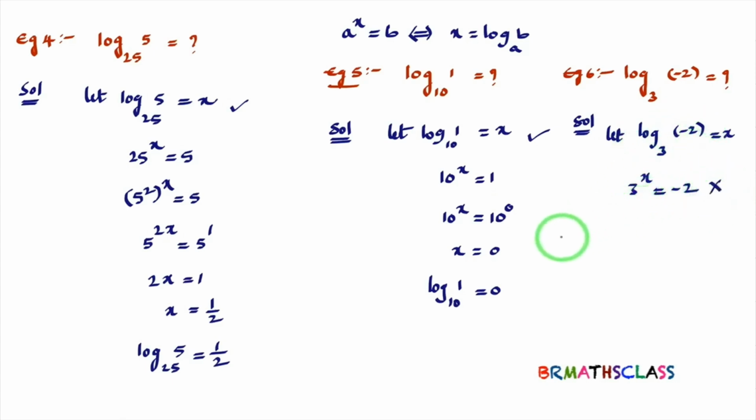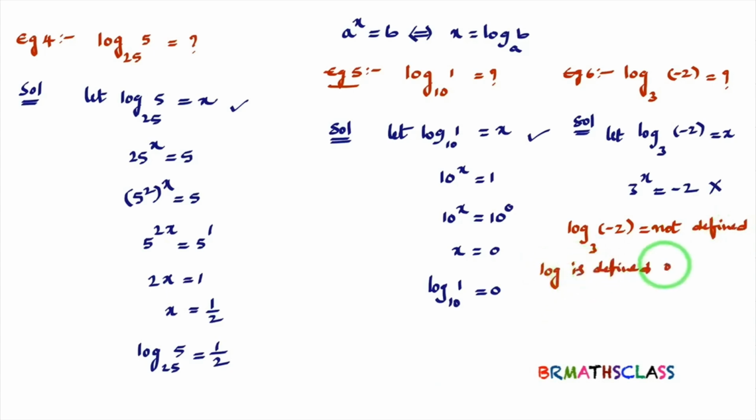That means logarithm of minus 2 base 3 value is what? Its value is not defined. Why is it not defined? Because logarithm is defined for positive real numbers only. Logarithm is defined only for positive real numbers. In this definition, a and b are positive real numbers and a is not equal to 1. Keep this point also in your mind. The base cannot be equal to 1.